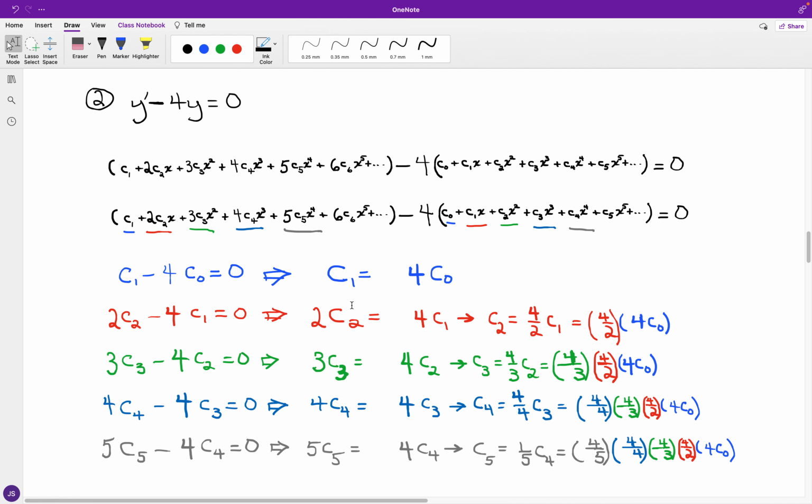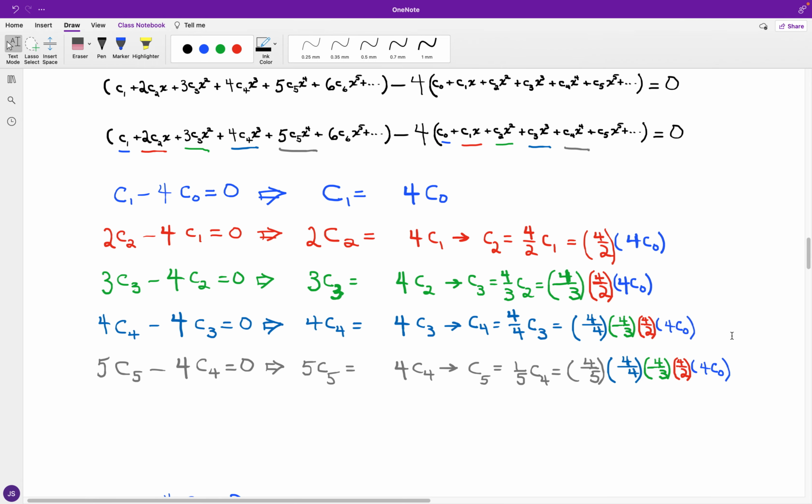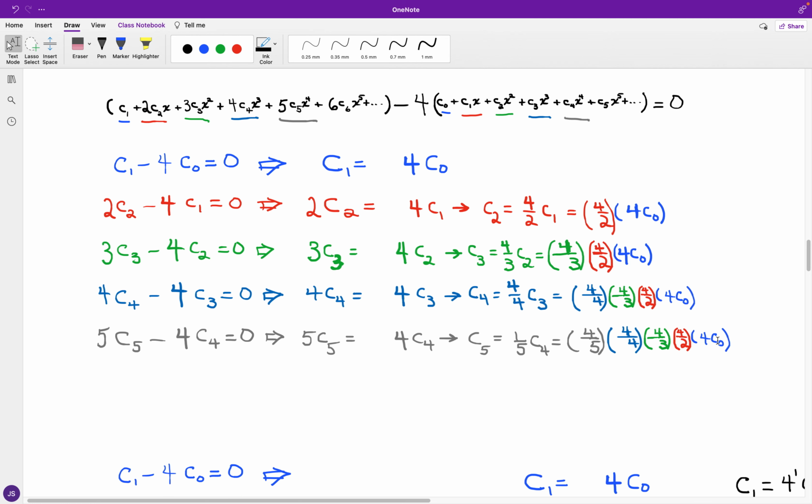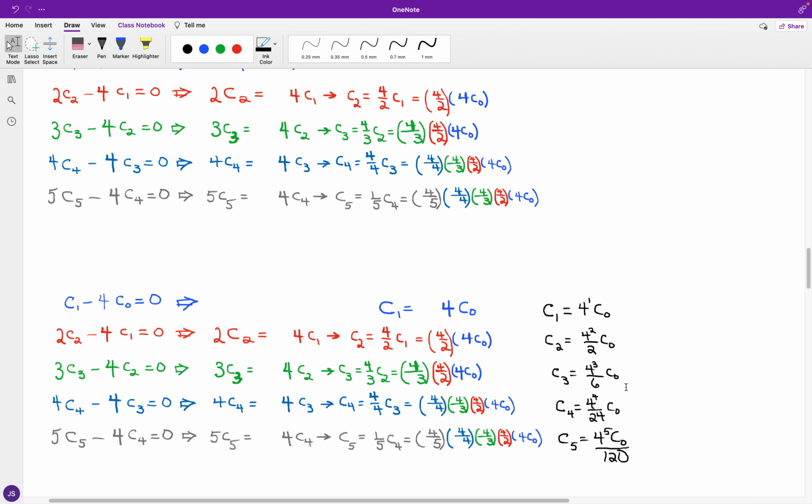So you're going to have a pattern where you have c sub 1 is equal to 4c naught, and for c sub 2, that is going to be 4 halves of c sub 1, and just clustering together, that's going to be 4 halves of 4c naught, and for c sub 3, that's going to be 4 thirds of 4 halves of 4c naught, and c sub 4, you've got 4 fourths of 4 thirds of 4 halves of 4c naught, and so on. And c sub 5, you've got 4 fifths of what we have in the previous line.